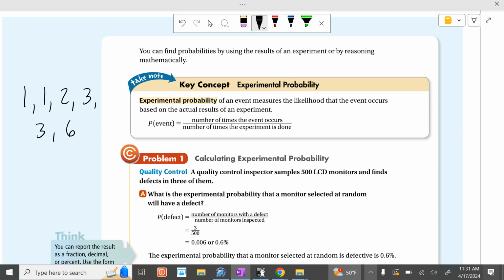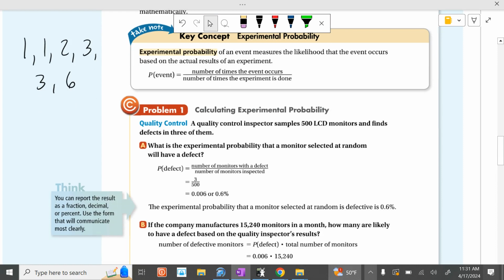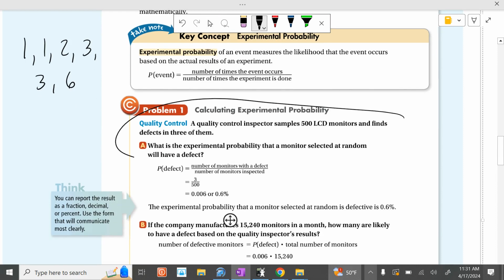Theoretically, what's the probability of rolling a 1? 1 out of 6. A 2 is 1 out of 6. A 3 is 1 out of 6. Okay? Those would all be 1 out of 6. But if you do an experiment, then sometimes it's not the same as the theoretical probability. Okay? So, let's look at this.